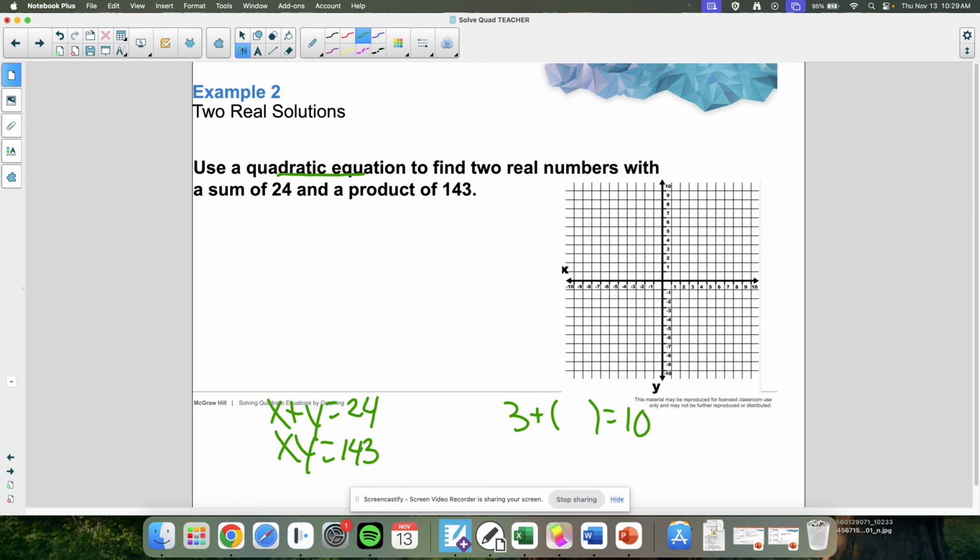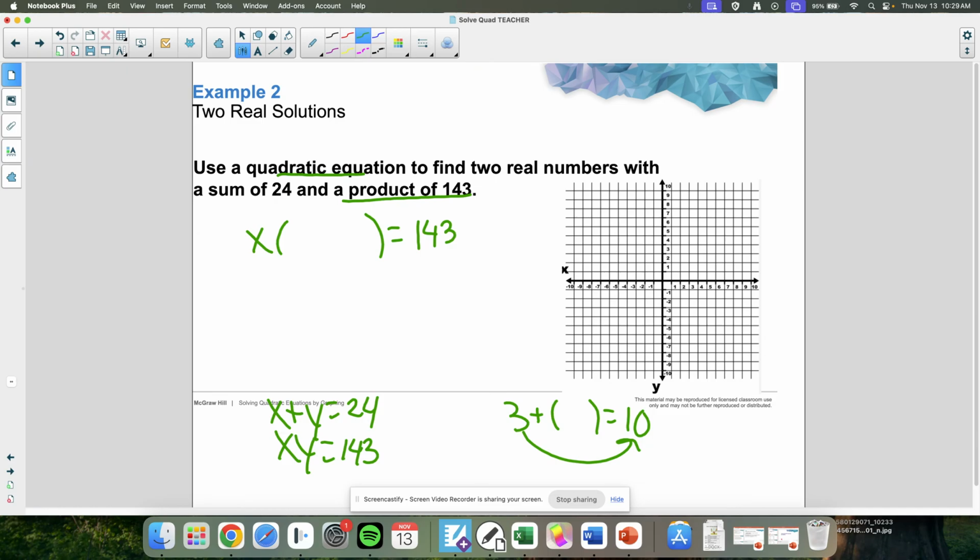You subtracted it, right? If you want to know what number that would be, it would just be 10 minus 3. That would be the other number, because adding and subtracting are opposites of each other. So you can use them to help you figure it out. So what we're going to start with is the product is 143. So x times some number has to equal 143.